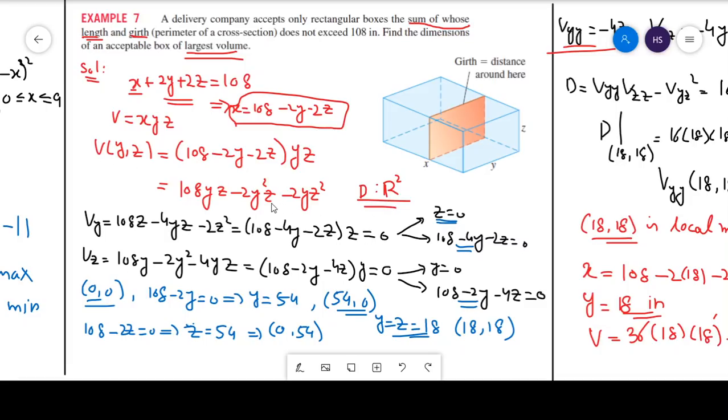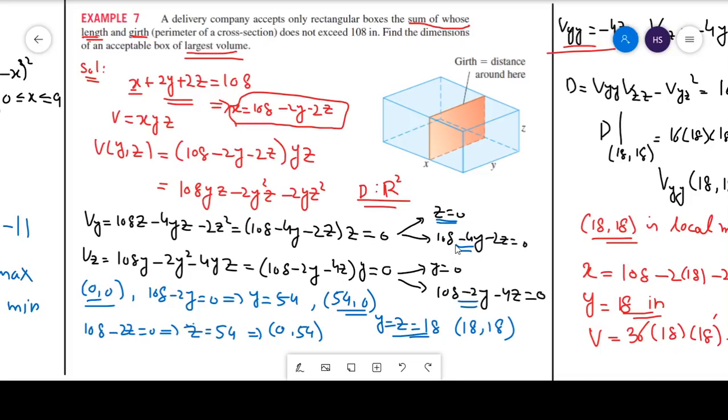Since it's a polynomial, it can never be undefined. That means your domain is the whole open region, an unbounded and open region, right? So what we need to do is calculate the partial derivatives of V with respect to y and with respect to z. They can never be undefined because they are polynomials in two variables. But they could be zero. If this is zero, we have two possibilities: either z is zero or this factor is zero. Similarly here, either y is zero or this factor is zero. If you apply z equal to zero on these two cases, you get z = 0, y = 0, or z = 0 and this equation, and from this you get (0, 0) and (54, 0).